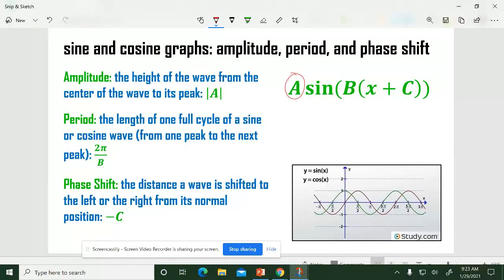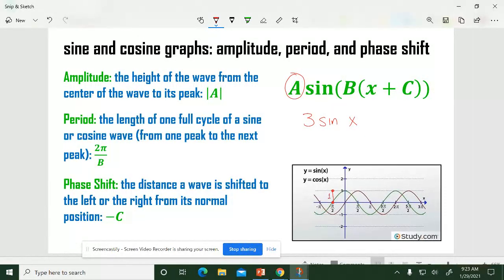So for example, if we were to take sine of x and make it, say, 3 sine of x, that would get 3 times taller. Now, the way you measure the amplitude is from the middle of the wave to its peak. So on a standard sine or cosine wave, like this green wave on the bottom here, which is a cosine wave, you would start in the middle, which is the x-axis, and then you would measure it to its peak, which is at the 1. So it would have an amplitude of 1.